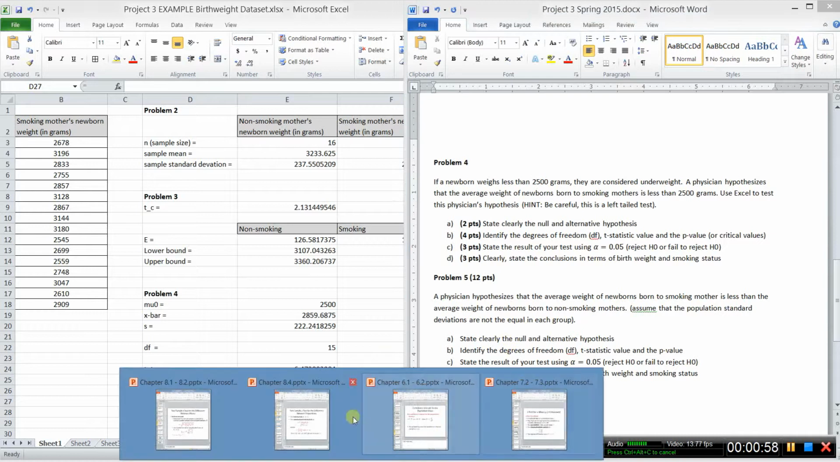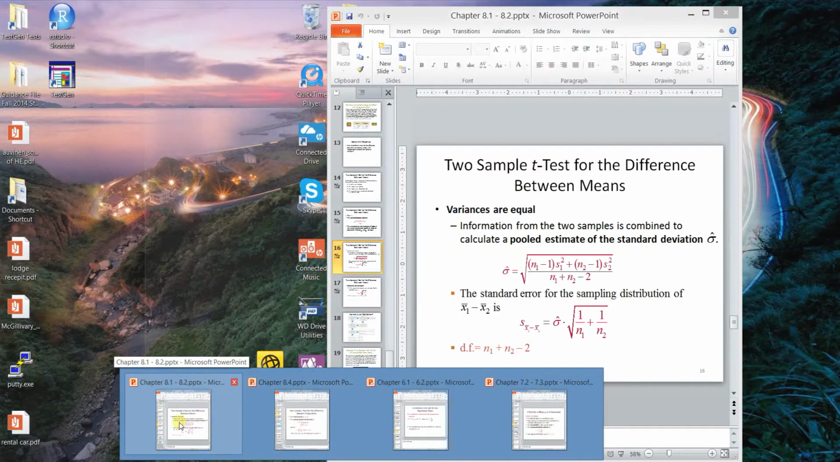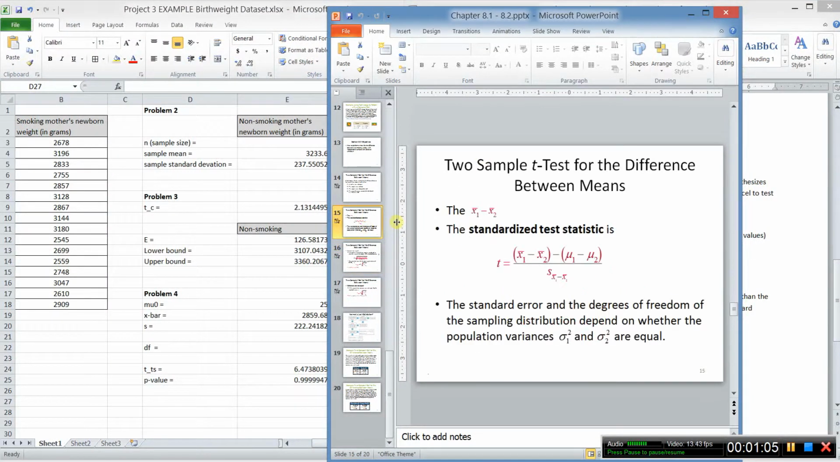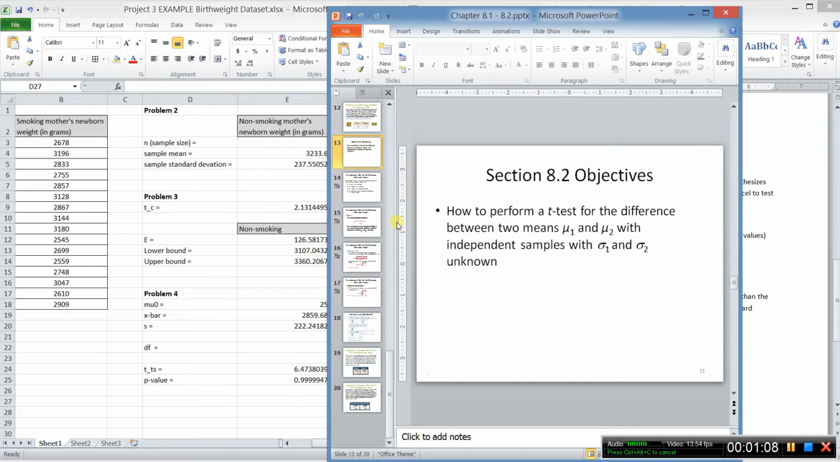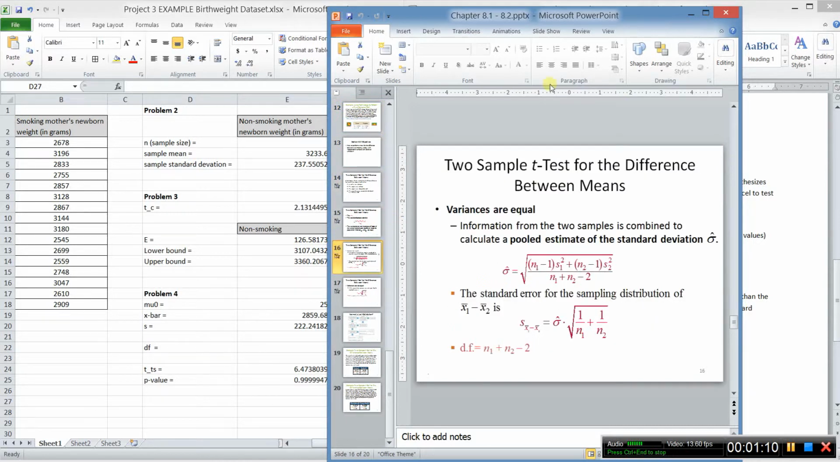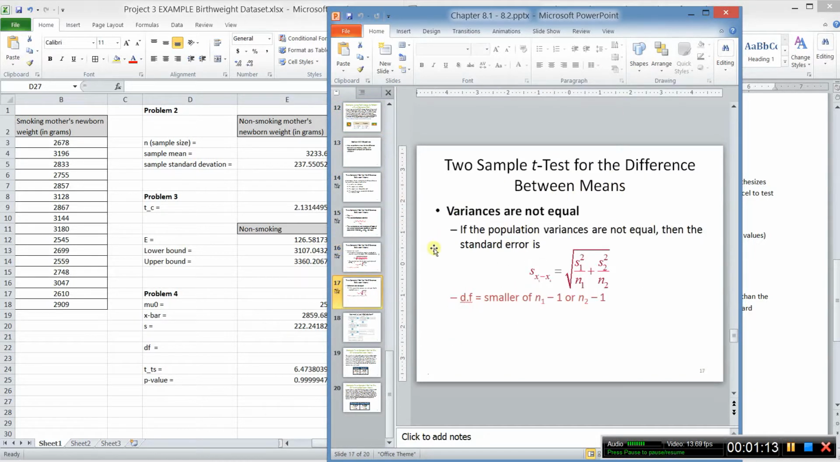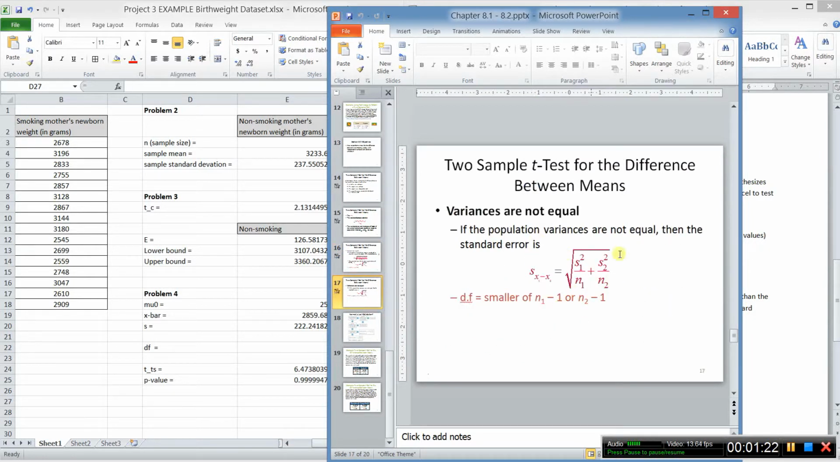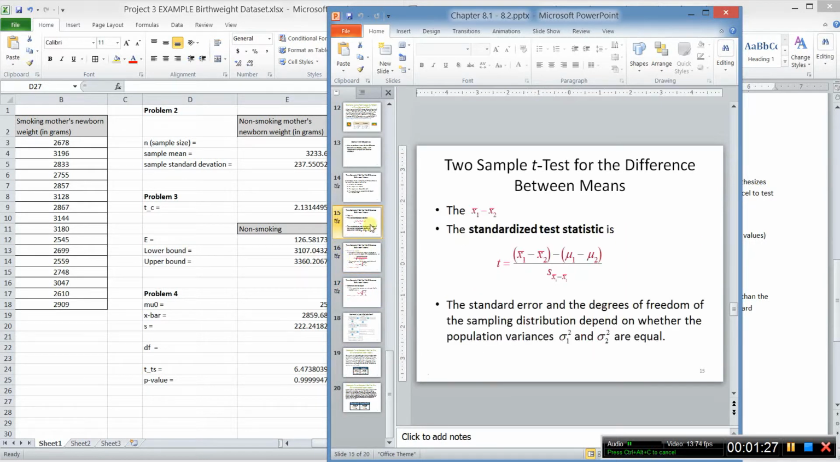So what chapter is this from? This is 8.2. So we'll go to where the two-sample tests for difference between means are, the variances equal, the variances not equal. See, so this is the test that we'll be using. So we're using this standard error estimate, and then our test statistic is still going to look like this.